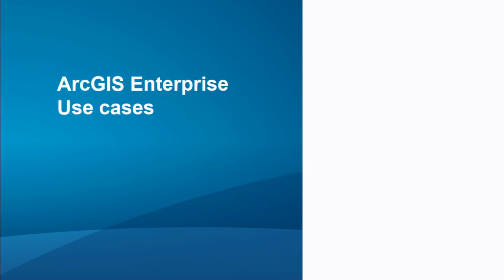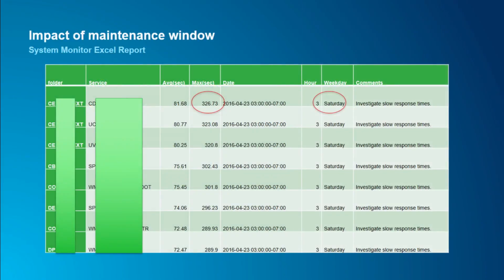ArcGIS Enterprise use cases. So now, okay, nice theory, nice speech. Now show me the real use cases. Okay, so there was a problem. It's one of the reports, Excel. This is the response time. Look at these numbers. 80 seconds average, maximum 300 seconds. Clearly, terrible situation. There's something really terribly going on in the system.